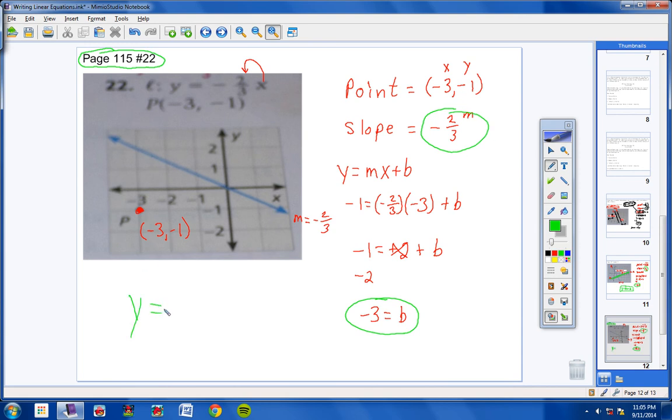Y equals, and then next comes your slope, so negative 2/3 x. And then next comes your b, or your y-intercept. And so there it is. You just found the equation of a line that's parallel to this blue line and passes through this point right here, negative 3, negative 1. Pretty cool, okay?